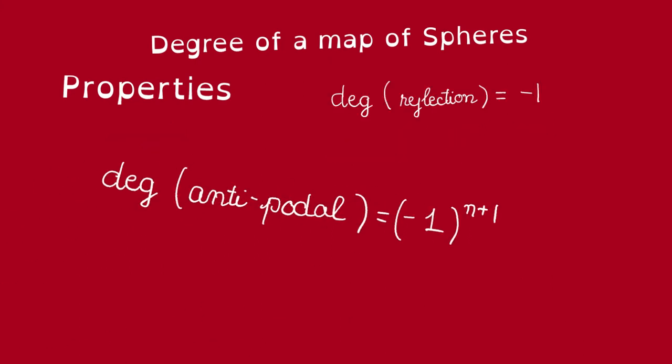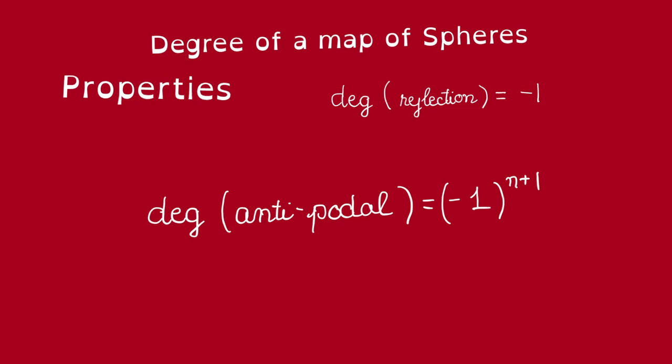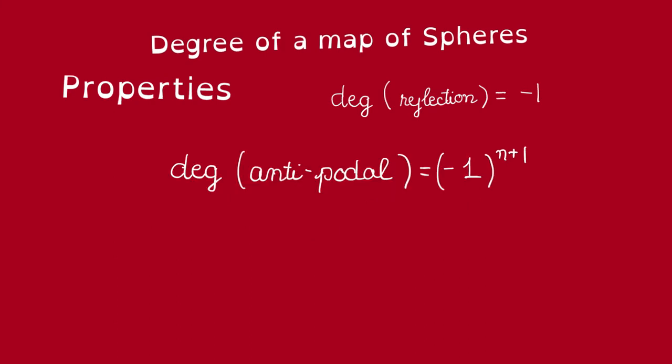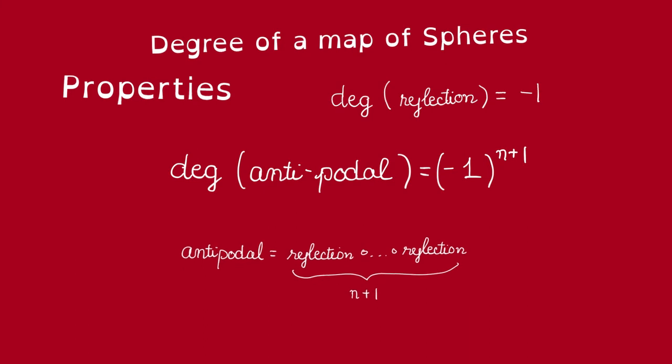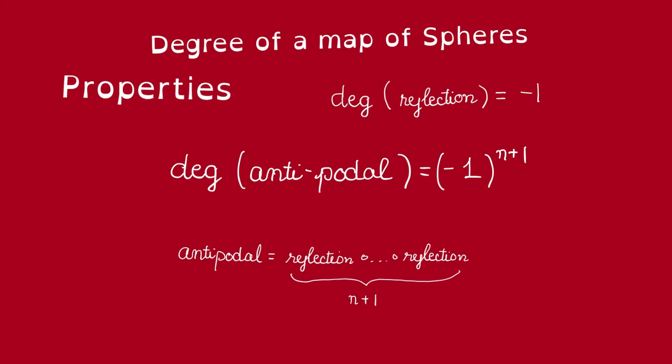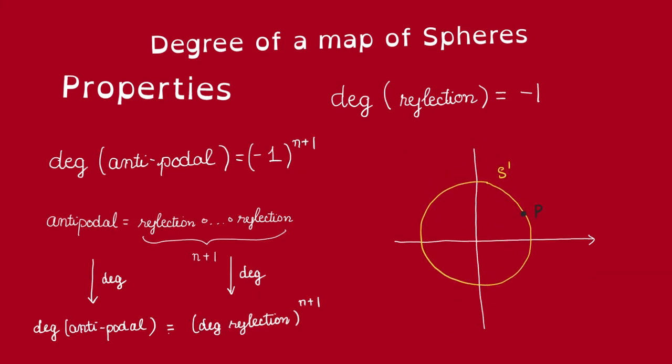Now finally, why is the degree of the antipodal map equal to (-1)^(n+1)? Well, this just comes from the fact that the antipodal map is just obtained by composing a bunch of reflections. For example, let's look at the case when n is equal to 1. To get the antipodal point of P, we could use two reflections, one across the y-axis and one across the x-axis. In general, the antipodal map on an n-sphere is always gonna be the composition of n plus 1 reflections, and thus the degree of the antipodal map is equal to (-1)^(n+1).